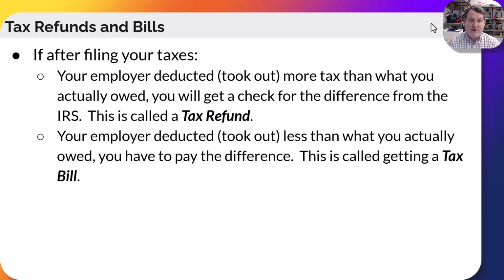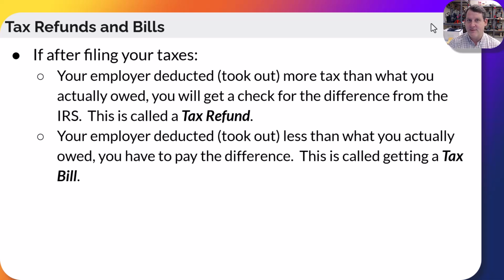Now, the other possibility is your employer deducted less than what you actually owed, right? So you didn't get taxed enough. That means you have to pay the difference. So when you file your taxes, you calculate, you're like, oh, I underpaid by $1,000. You have to write a $1,000 check to the government to pay your taxes for last year.